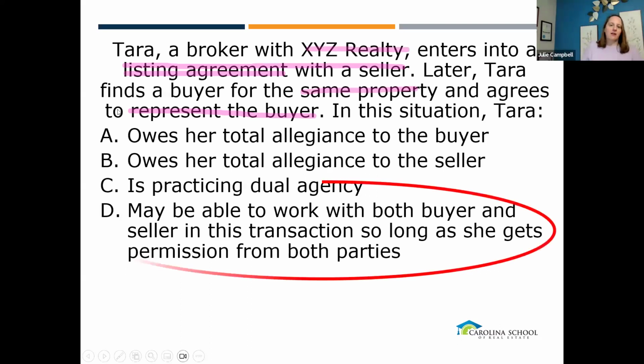This will allow Tara to possibly work as a dual agent as long as she gets permission from both. If she just starts acting like a dual agent without intentionally created, informed written consent, she is practicing undisclosed dual agency. And I just rattled off the general statute that says that's not okay. License law, that's not okay. Intentionally created with informed written consent. I don't know if she can do it or not yet, right? Because she's got to have the conversation with both. We got to get the permission from both.